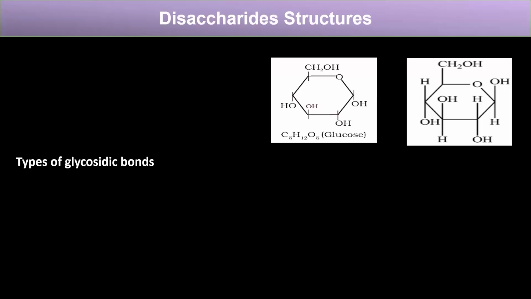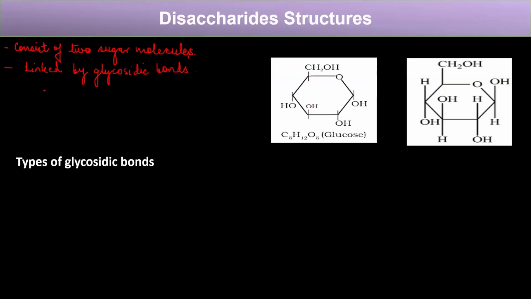So what are disaccharides? We have seen in the last class that disaccharides consist of two sugar molecules, or when you hydrolyze disaccharides, two different or two same kind of sugar molecules can be formed. And how are they linked? In the case of carbohydrates, the linkage is by glycosidic bonds. We saw the formation of glycosidic bonds.